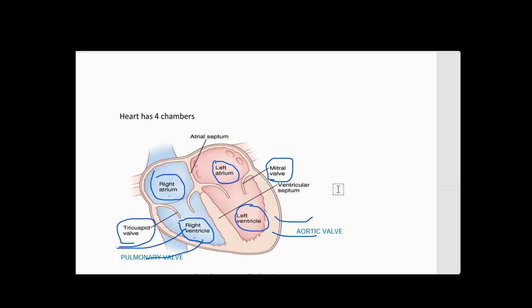And the heart has two septums. Those are: between the right atrium and left atrium, this septum is called the interatrial septum. Between the left ventricle and right ventricle, there is a septum called the interventricular septum.